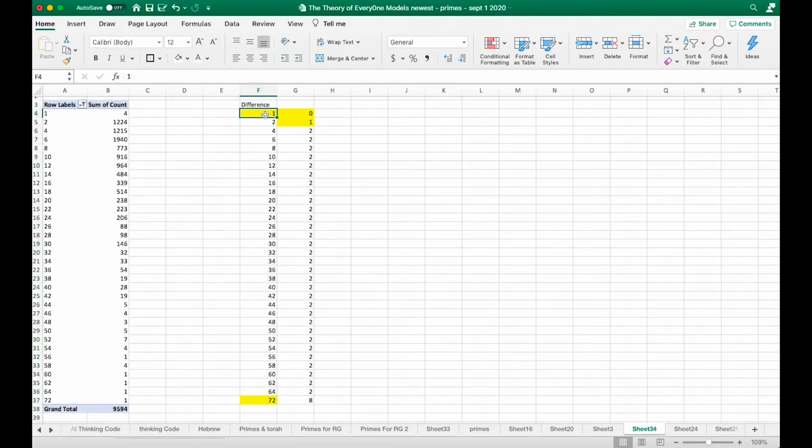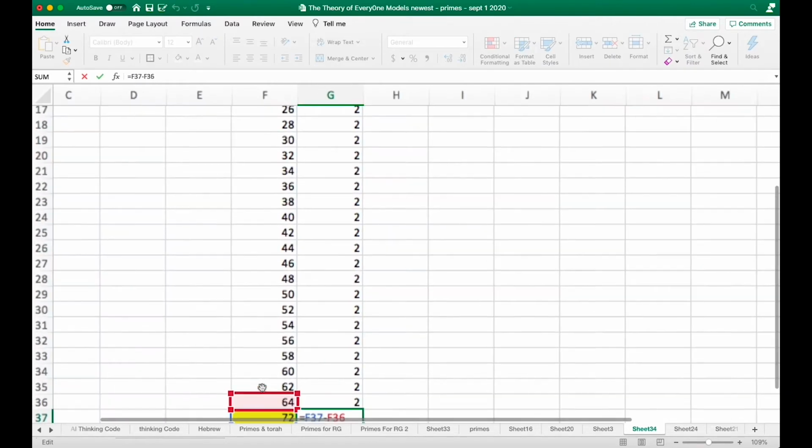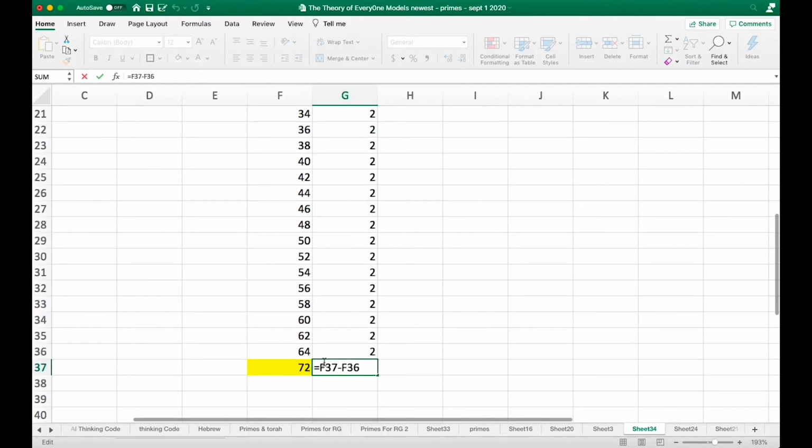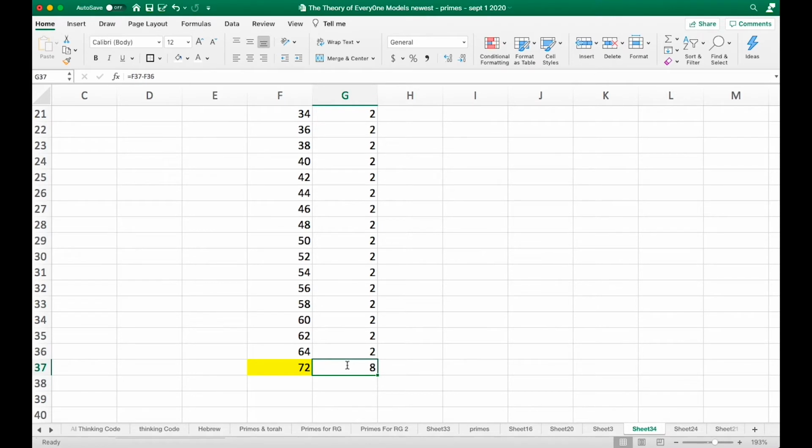When you take the difference between 4 and 6, and 6 and 8, and 8 and 10, and 10 and 12, and 12 and 14, you get 2 every single time, okay? This is profound. But at the very end, between 64 and 72, you get 8, which is fascinating.